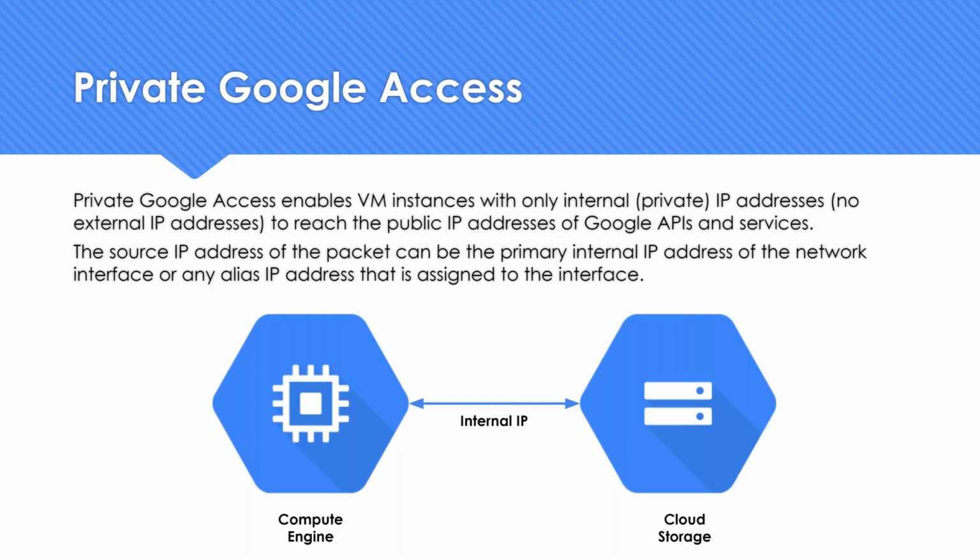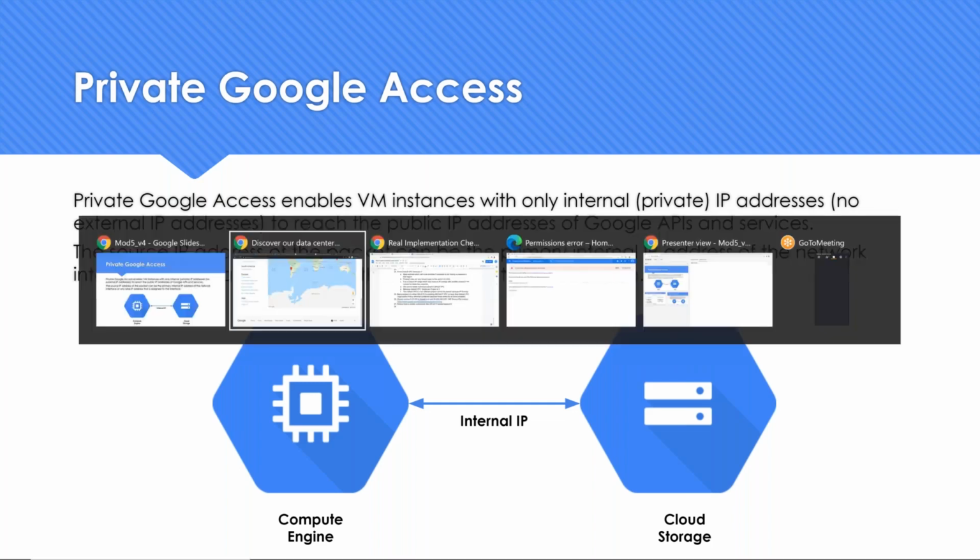Now today we will see how we can do this without an external IP address. How can I access it is what I wanted to show. So now it's not VM to VM, it's a VM and Google Cloud Storage, two different resources, but the communication is going to be using internal IP address. So let's see how it works.